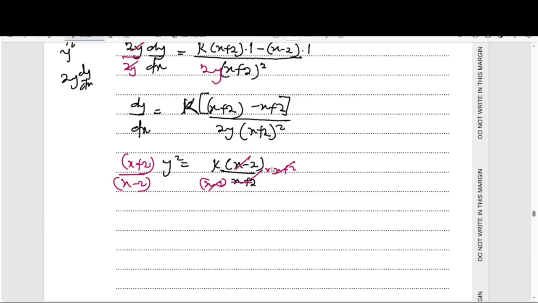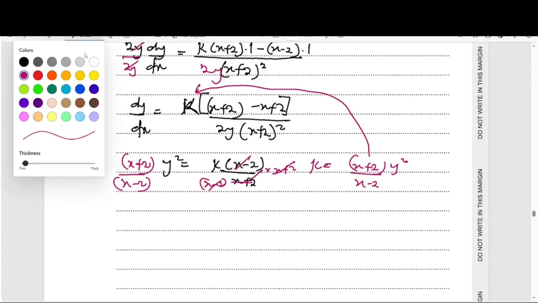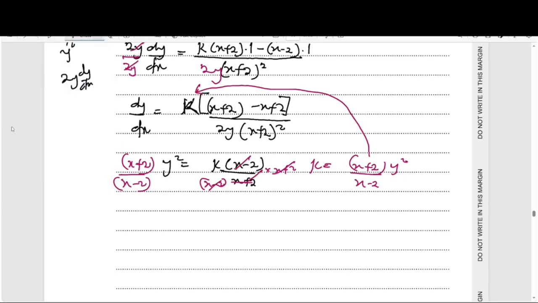Now we have our k is equal to x plus 2 and then x minus 2 times y squared. So this replaces the k in this differential, and then we'll be closer to our solution. So let's do that over here.